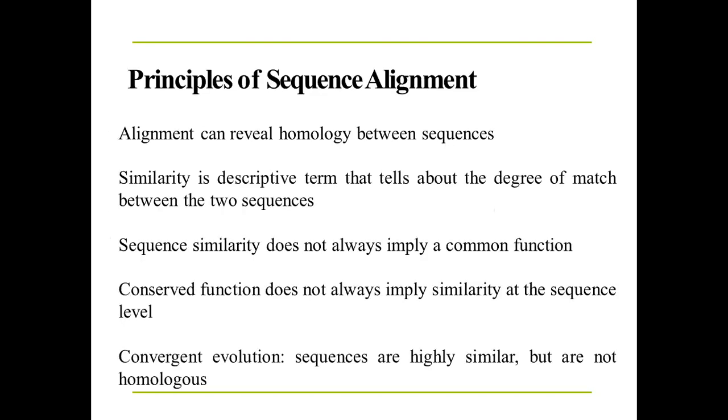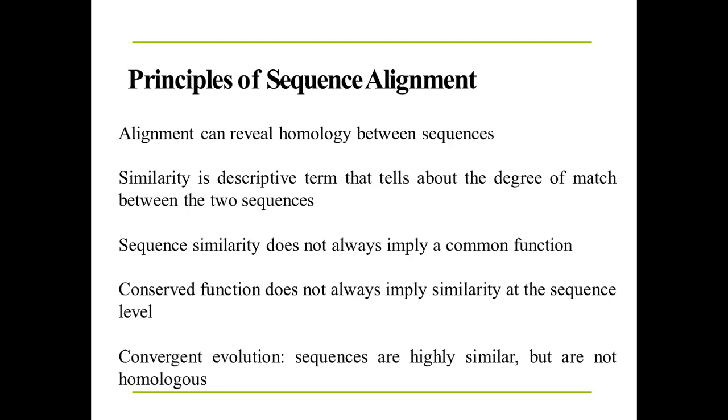So, principles of sequence alignment. There are some principles, some rules we have to follow during the performance of this experiment of multiple sequence alignment. Alignment can be helpful to elucidate the homology and similarity between two sequences or more than two sequences. Similarity is a descriptive term that explains the degree of match between two sequences, that is, how much percent and to what extent these two sequences have similarities.